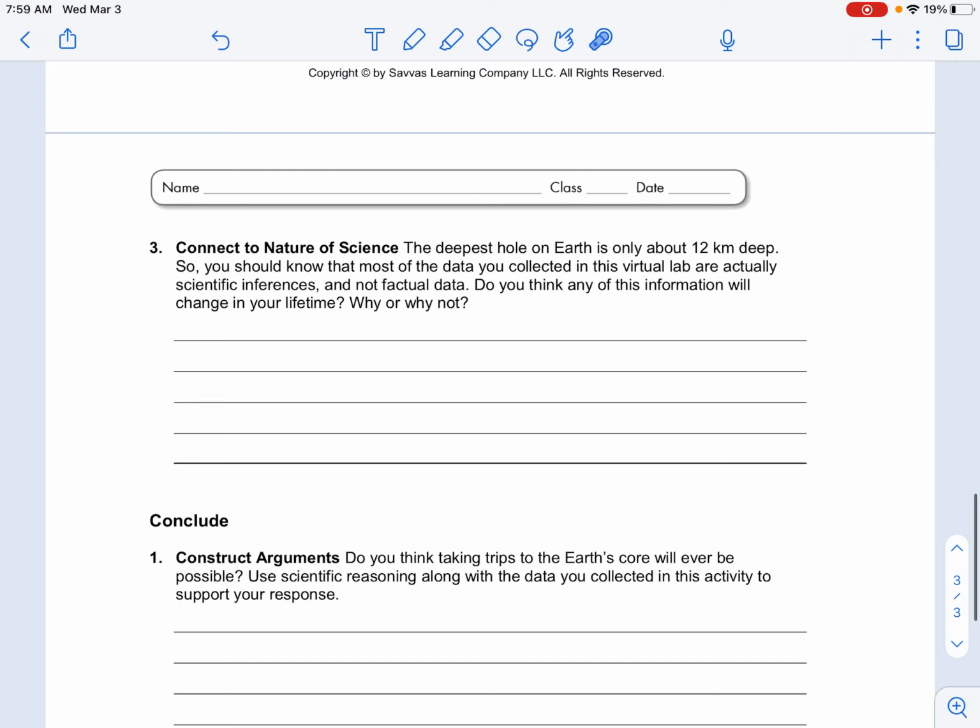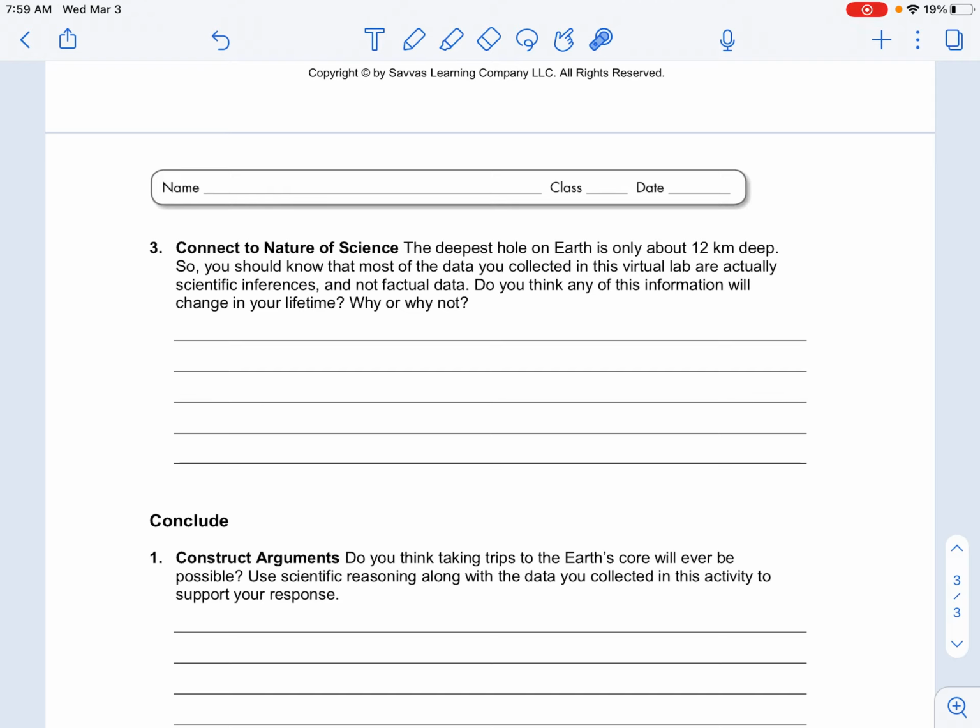Question 3 says the deepest hole on Earth is only about 12 kilometers deep. So you should know that most of the data you collected in this virtual lab are actually scientific inferences, not actual facts. So that would be like some predictions that scientists have made based on the information they have. Do you think this information will change in your lifetime? Why or why not? So this is sort of an opinion question.